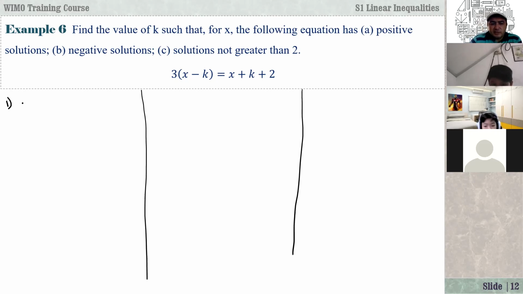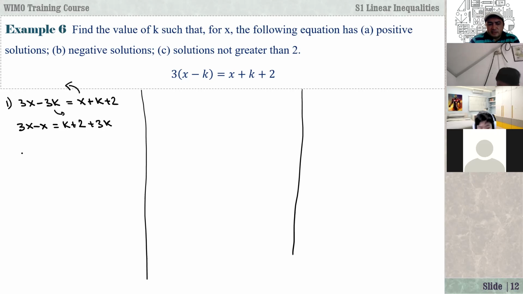If you just solve this, here we have 3 times x minus 3 times k on the left, and on the right here we have x plus k plus 2. Now we have unknown, we should take to the left, right? So here we have 3x minus x. On the right, k plus 2, and this 3k to the right is plus 3k. 3x minus x is equal to 2x, right? Is equal to k plus 3k, that's equal to 4k plus 2.